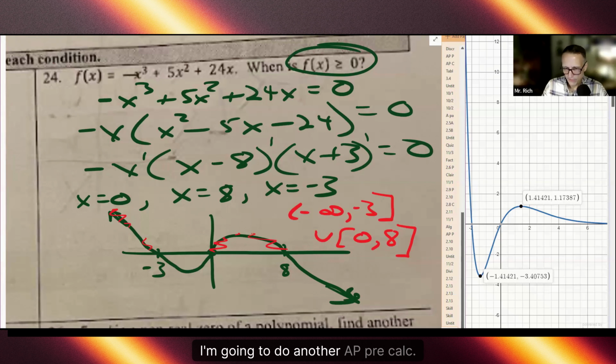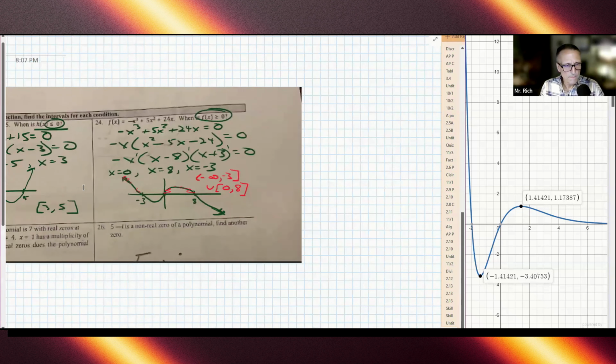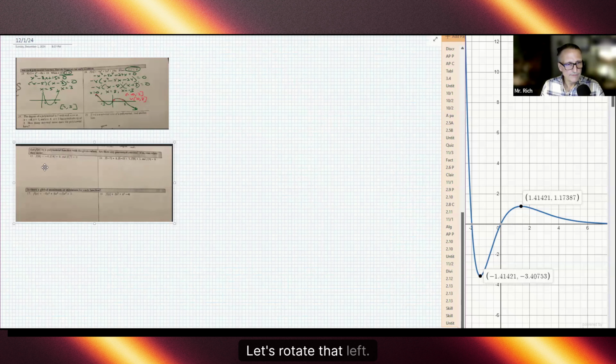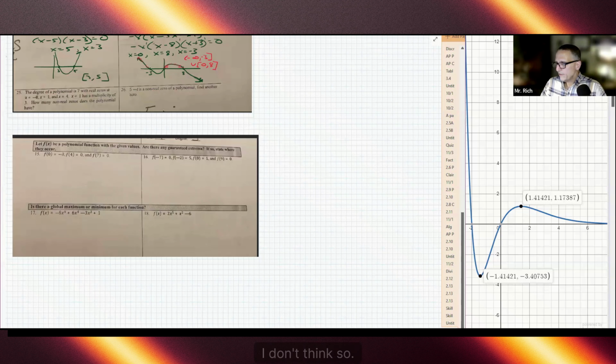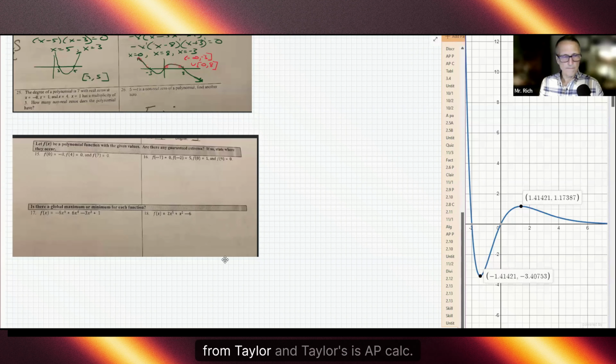All right, I'm going to do another AP Precalc. I'm keeping my eyes out here on the chat and on my email to see if anything comes through. Let's rotate that left. Did anything come in? I don't think so. Okay, so I got another one from Avery, and I got a few more from Taylor. And Taylor's is AP Calc.